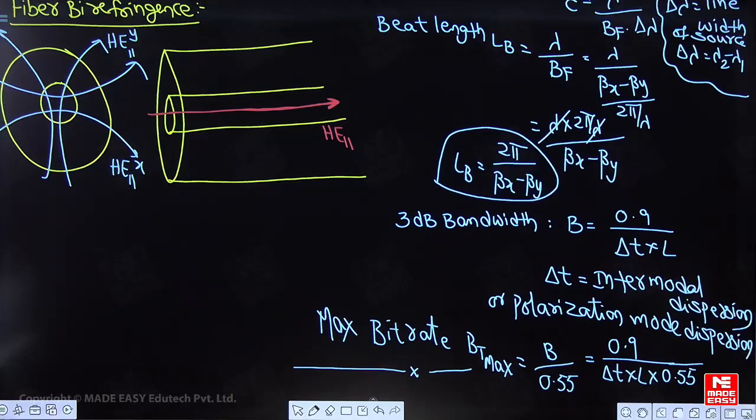Write down the first point. Cylindrical optical fibers do not generally maintain the polarization state of the light input for more than a few meters.